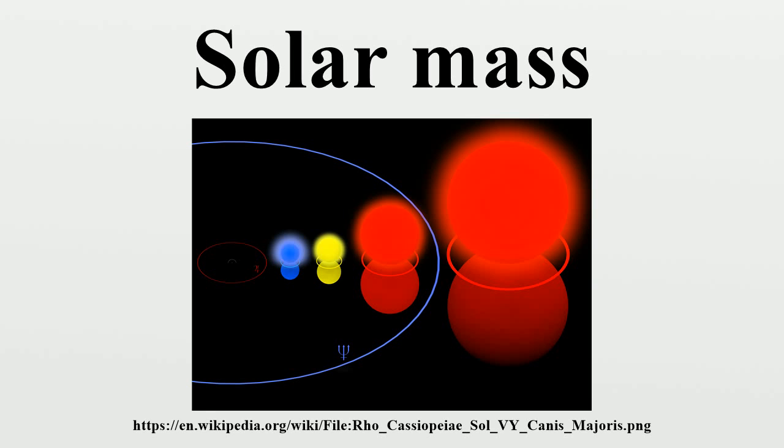GM/c² is about 1.48 km, and GM/c³ is about 4.93 microseconds.